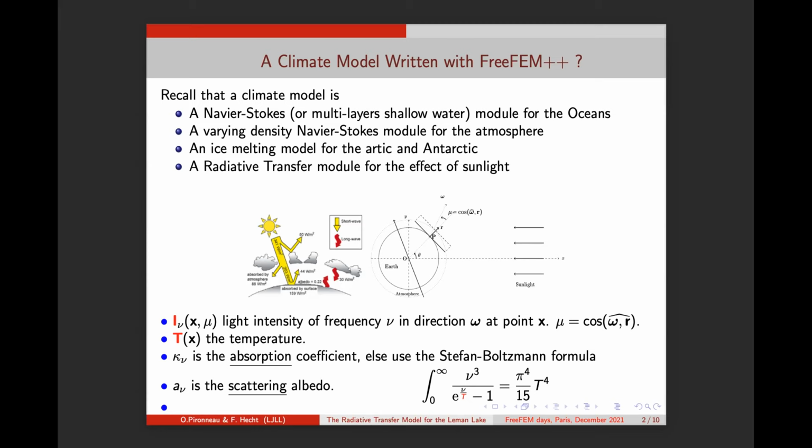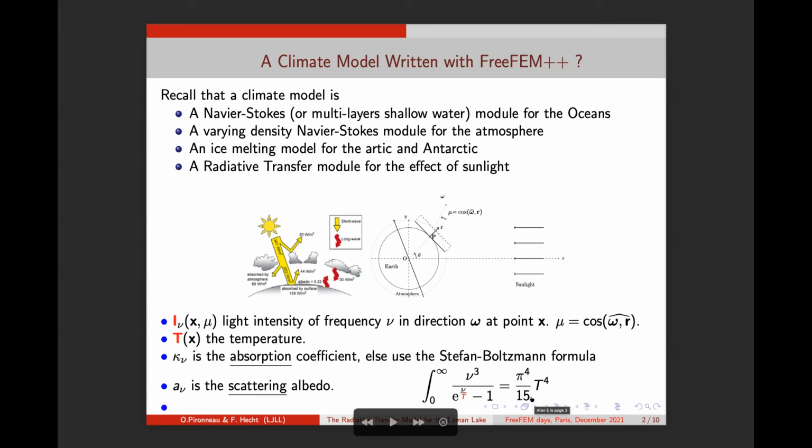The second variable is the temperature. And then you have two coefficients, very important coefficients. One is called the absorption coefficient, which you will see in a moment. And A is the scattering coefficient, which is due to the clouds, for example. And then an important formula for the rest of my talk is called the Stefan-Boltzmann formula, which appears because of the black body theory of Boltzmann, and that's the Boltzmann function. If you integrate this function with respect to mu, you get an exact value in T to the fourth.